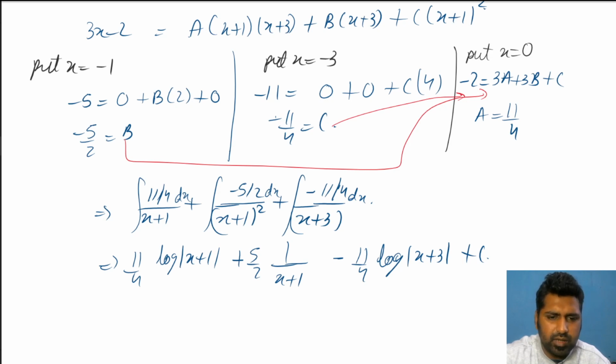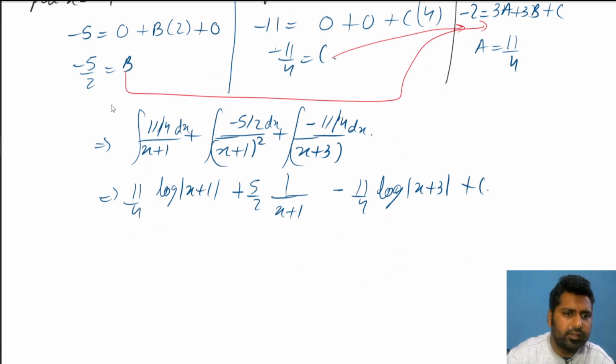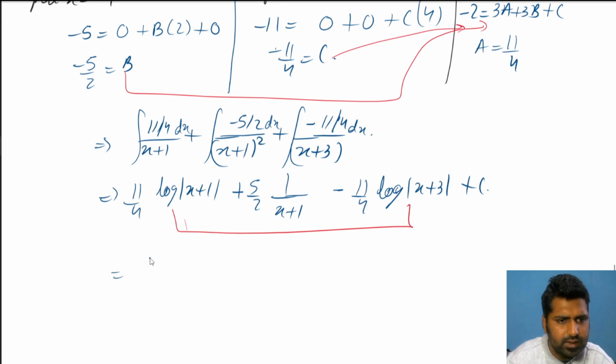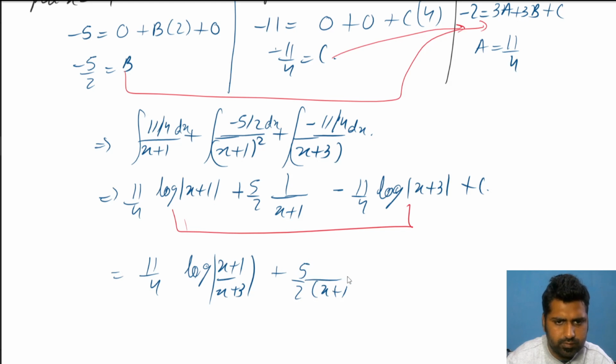Maximum you can do is combine both of these terms, first and last. We can combine because both have the same coefficient, so 11 by 4, subtraction is there, so log mod x plus 1 upon x plus 3, plus 5 by 2 bracket x plus 1, plus c.